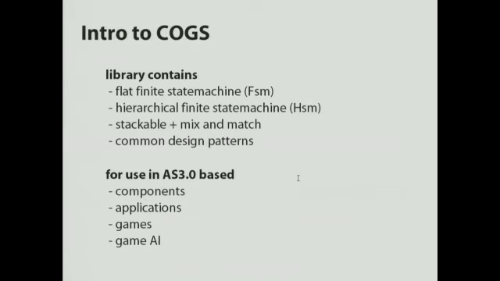Cogs has a finite state machine, which is basically a single level flat state machine, and it has a hierarchical finite state machine, which allows you to nest states. In addition, they all conform to the state design pattern. You can mix and match to create different abstraction layers. There are a few design patterns I'm trying to collect inside of this library. I'll cover a little bit more. Its primary use is in components and applications and games. I develop kids' games and components for working with games.